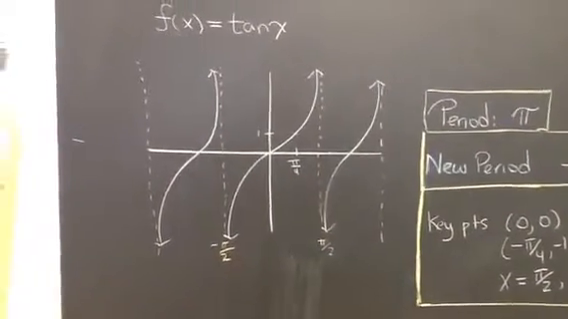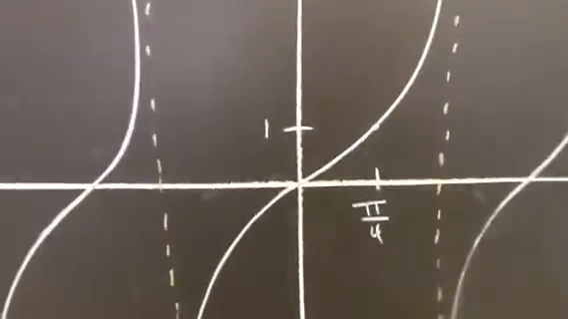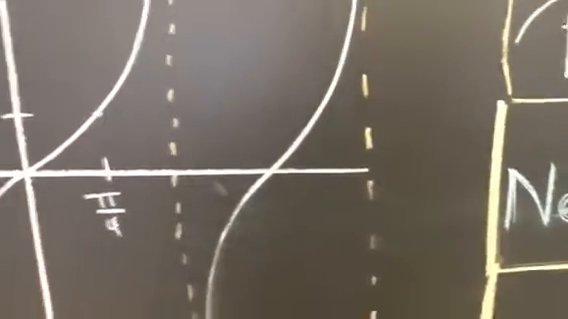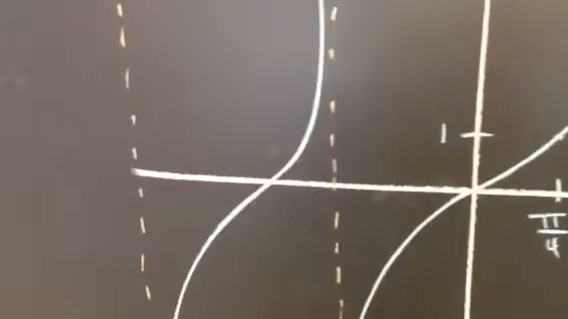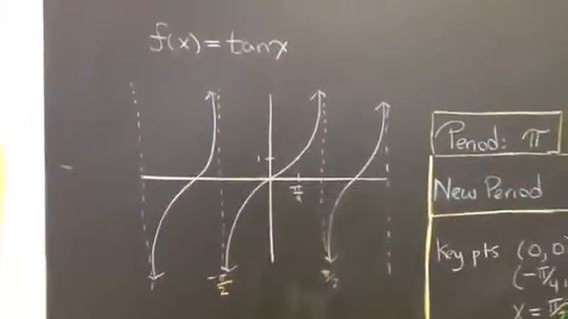The intercept at the origin is where tangent begins. And then over here, this next intercept is pi. Then would come 2 pi, 3 pi, 4 pi, and so forth. Over here is negative pi, then negative 2 pi, negative 3 pi, and so forth. So this is the parent graph for tangent.